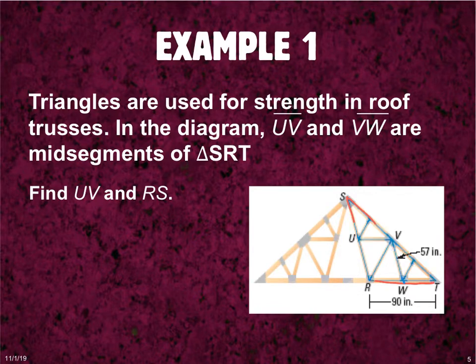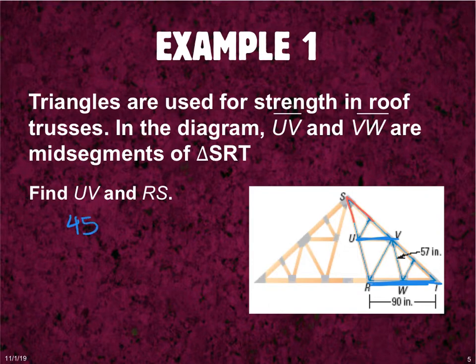So now, let's go ahead and locate where this is. Let's find out where UV is. It's right here. And they told me that this is a mid-segment. Remember, the length of the mid-segment is going to be half as long as the side that it's parallel to. And that side that it's parallel to, RT, is 90 inches. So how long will the length of UV be?